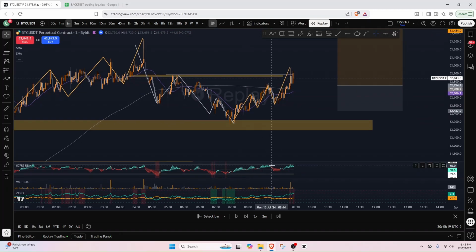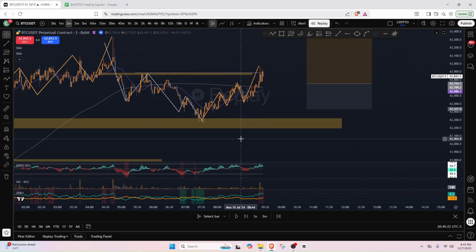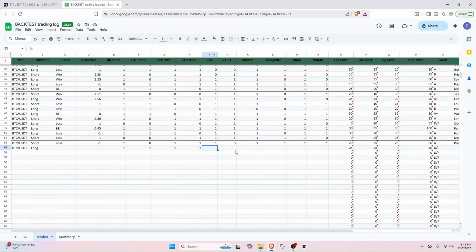RSI has not quite given us anything to be wary of. This was apparently a bounce here, so it could still come down. So it's not really giving us anything, and actually the zero is starting to give us a little bit of a sell time. But volume is on our side. So we don't have the RSI, we don't have the zero, but we do have volume.